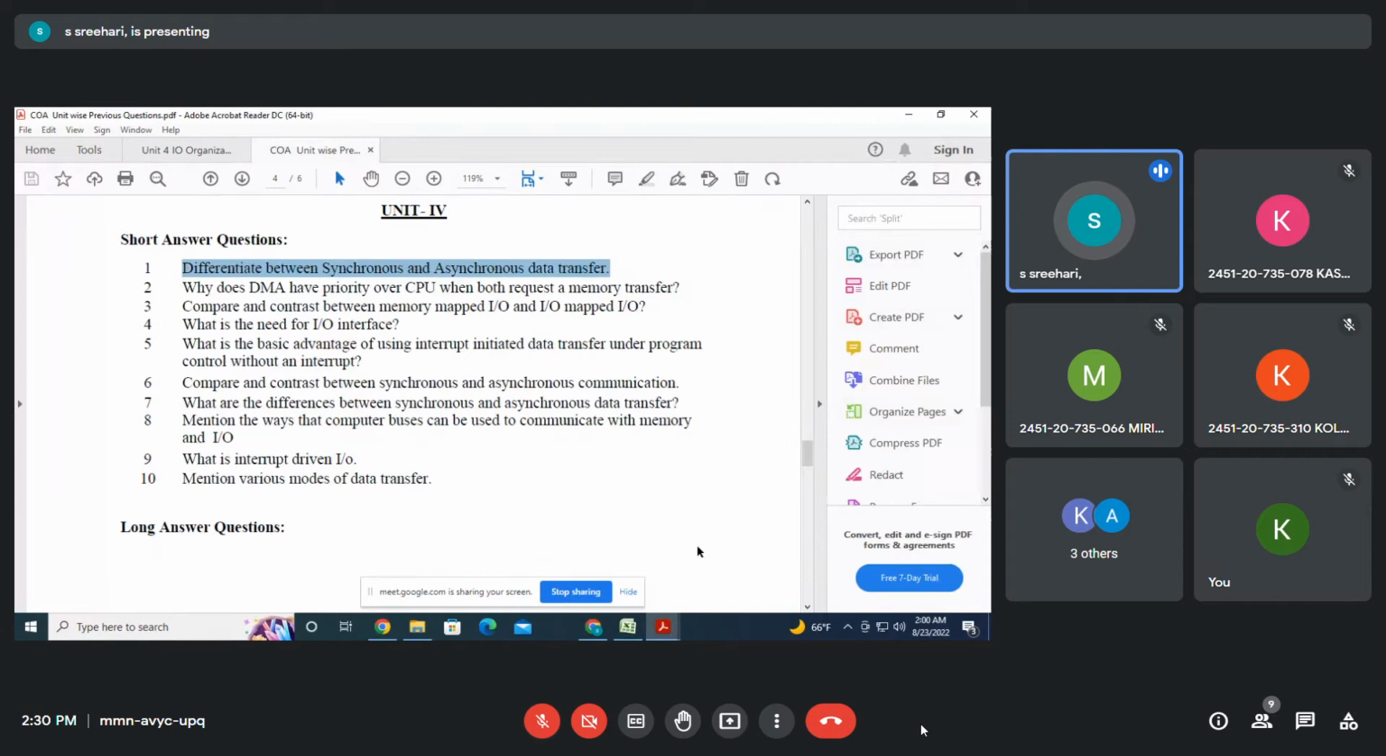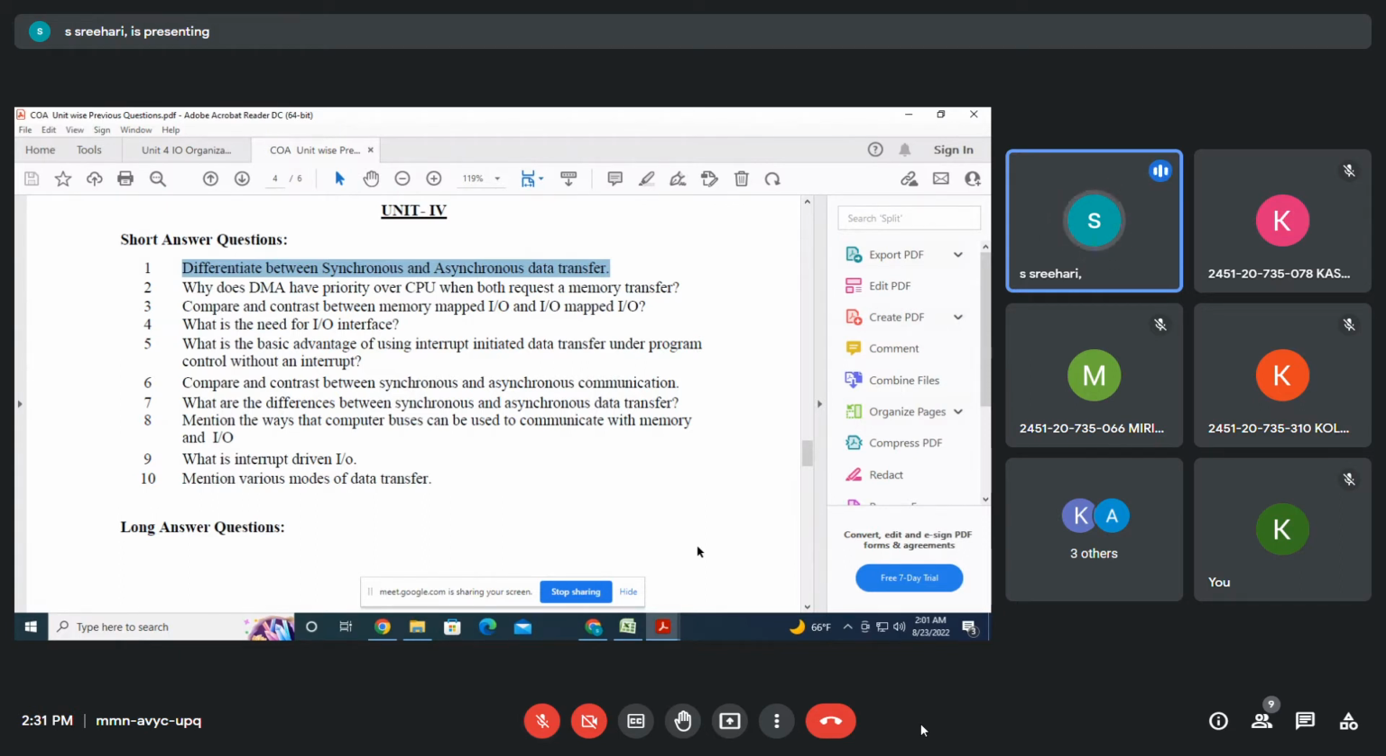Synchronous and asynchronous will have come in STL also, synchronous devices and asynchronous devices, right? Whatever synchronous devices there are, they have the same clock frequency, right? So that is called synchronous. All the devices operate on the same clock. Asynchronous is where the devices operate on different clocks, so each device has a different clock and operates on that particular clock only, right? So that is called asynchronous.